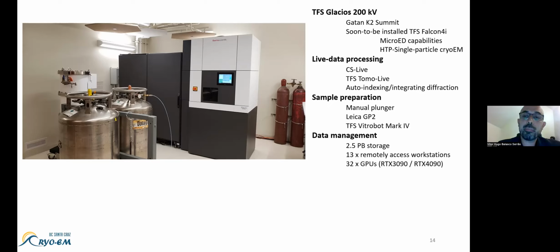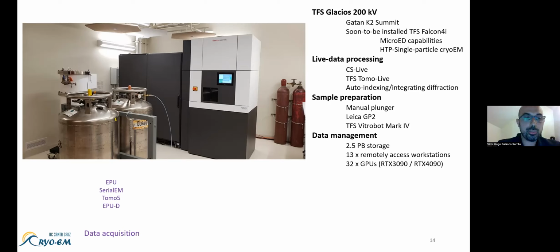And in terms of data management, we have 2.5 petabytes of storage, with the total servers installed in the next 2 months. And we provide remote access to 13 workstations that the user doesn't actually need to be sitting at. So you have your own regular account that you can use to remotely access one of these workstations and undergo your data processing.